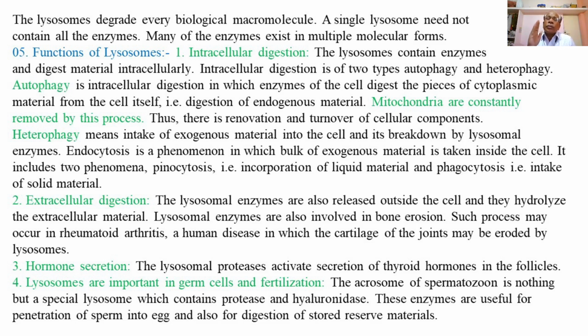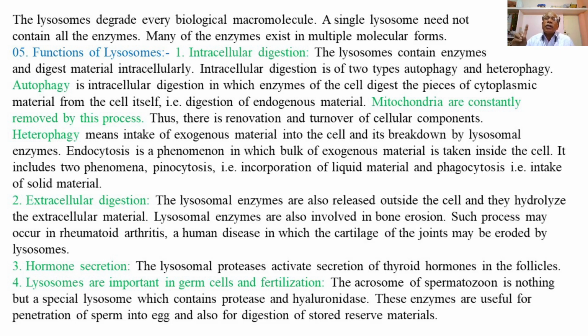The acrosome of the spermatozoon, or the male gamete, is nothing but a special type of lysosome which contains protease and hyaluronidase enzymes. The acrosome is the head region, with an acrosomal cap situated above the nucleus at the tip of the head of the sperm. These enzymes are useful for the penetration of the sperm into the egg and also for the digestion of stored reserve materials.